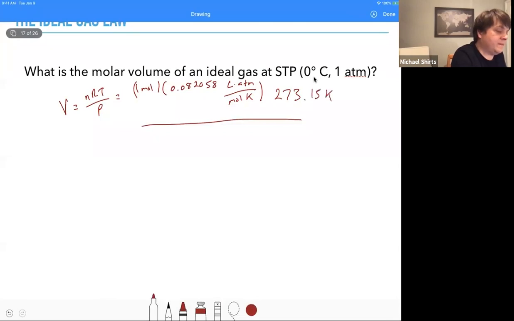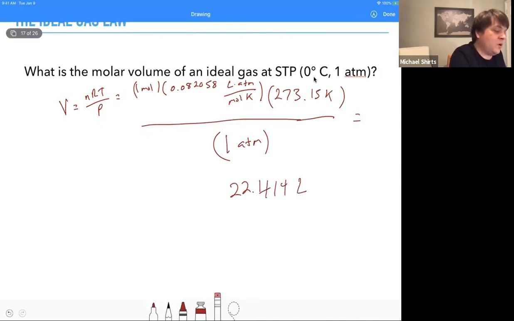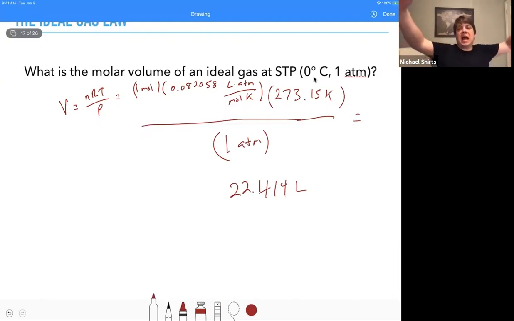273.15 Kelvin divided by 1 atmosphere. And this gives us 22.414 liters. So 1 mole takes up 22 liters, which, think about 4 liters to a gallon, so about 7 gallons of milk. That would be about 1 mole of ideal gas.